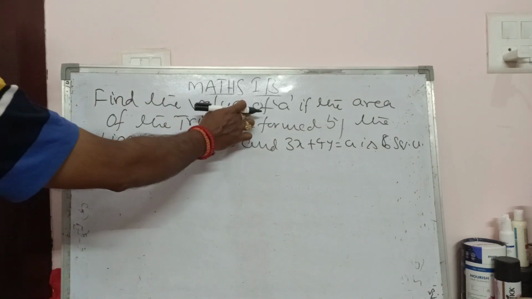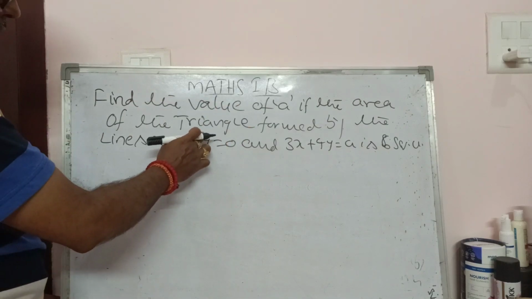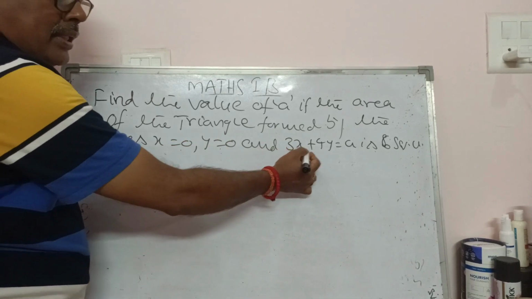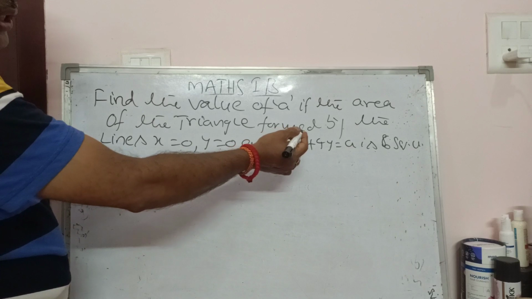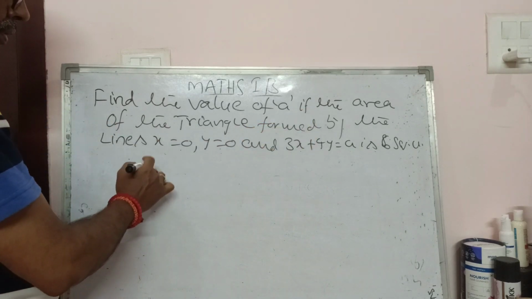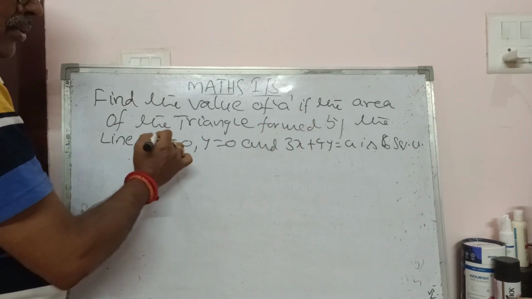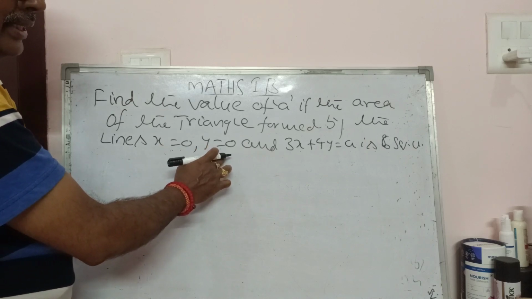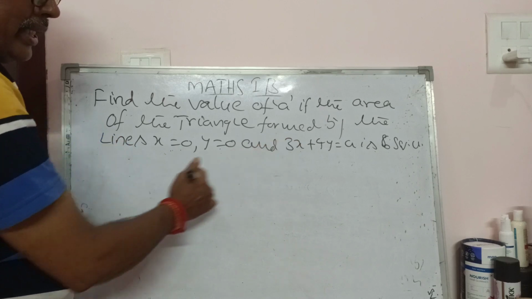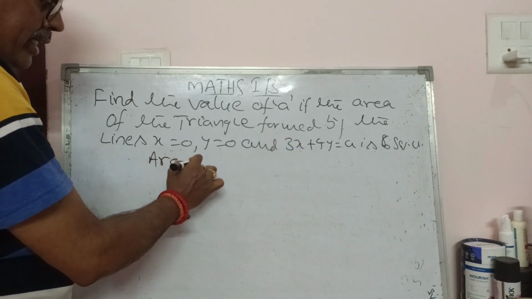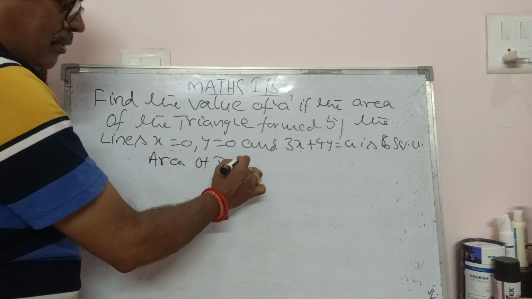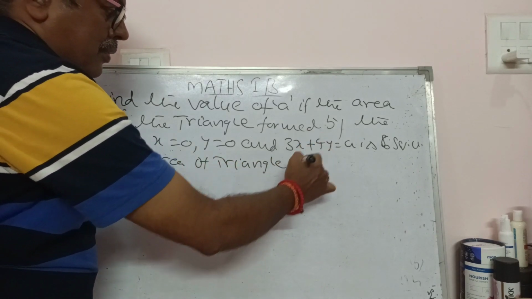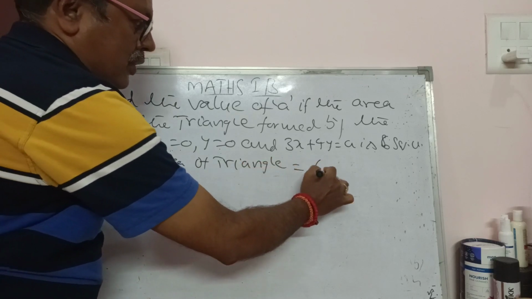Find the value of A if the area of the triangle formed by the lines x is equal to 0 and y is equal to 0 and 3x plus 4y is equal to A is 6 square units. So x is equal to 0 is nothing but the y-axis, y is equal to 0 is nothing but the x-axis. So we have to find the area of the triangle. The area of the triangle formed by the line with the coordinate axes is given as 6 square units.